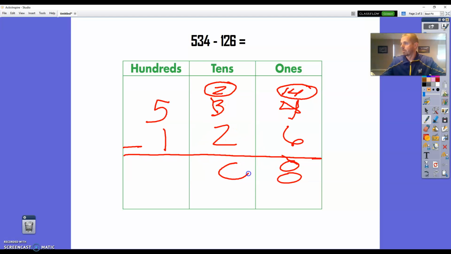2 minus 2 is 0. And 5 minus 1 equals 4. Okay, hope that helps.